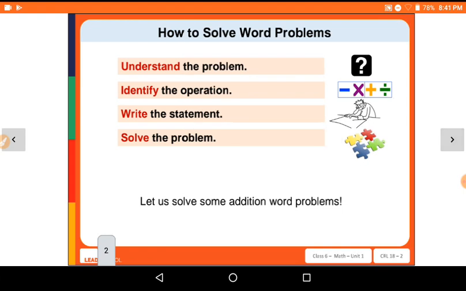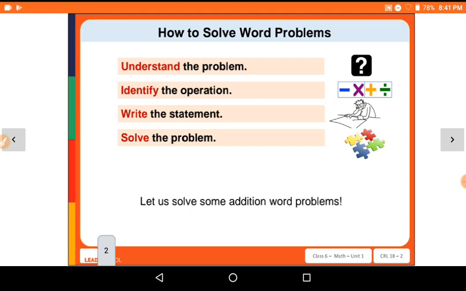First of all, how can we solve a word problem? We all know there are four categories. First, we should understand the problem. Then we identify the operation. Then the third thing is to write the statement, and the fourth one is to solve the problem. So first understand, second identify, third write, and fourth solve this particular problem.